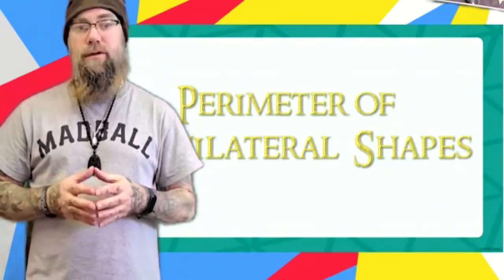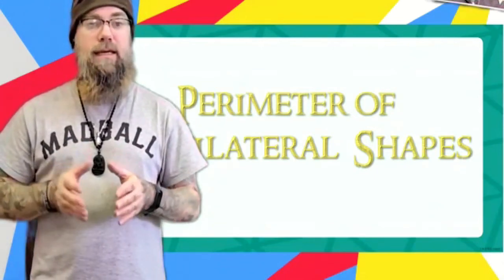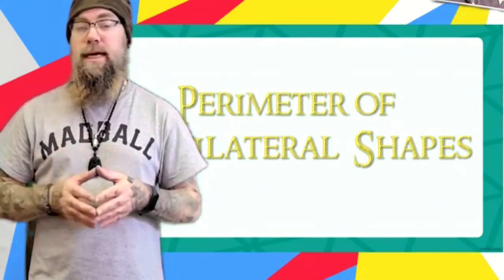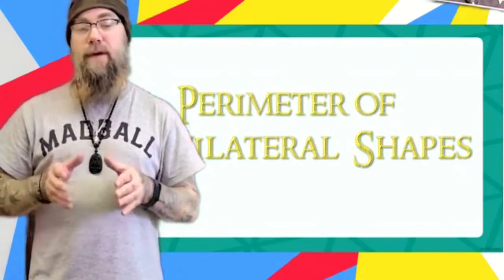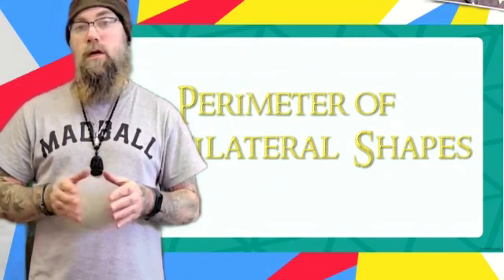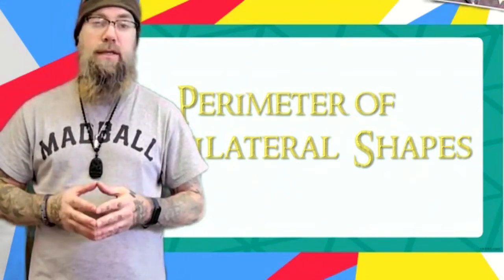So that's some information about equilateral or regular shapes and how to find the perimeter of those shapes. Luckily, it's not that challenging because all we need to do is add the sides together. And if they give us the length of only one side of a regular shape, we multiply that value times the number of sides.